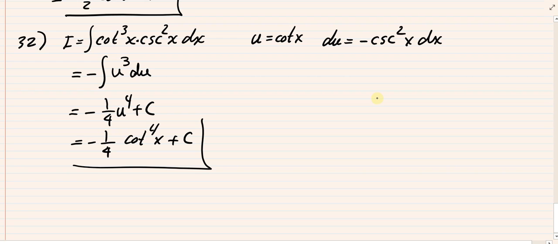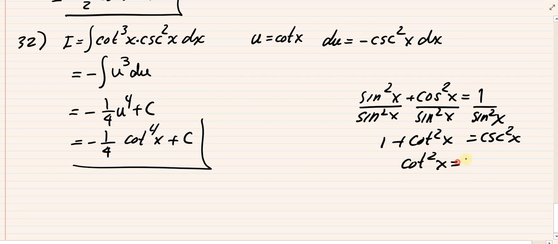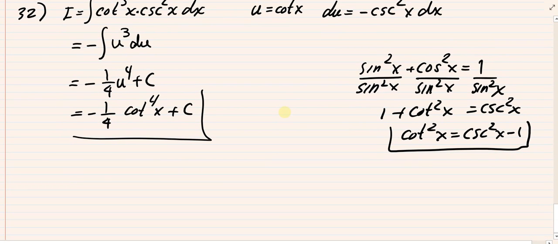Now, if I do it using another substitution, first, the identity that I need that connects cotangent and cosecant. So, if I divide everything by sine squared x, I get cosecant squared x is 1 plus cotan squared x, right? So that means cotan squared x is cosecant squared x minus 1. So keep that in mind. So same exercise we just did. Now let's do it again.